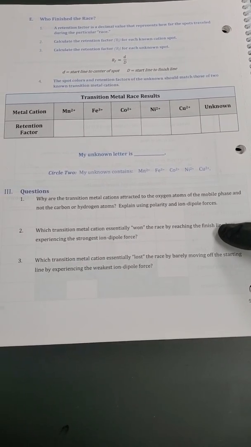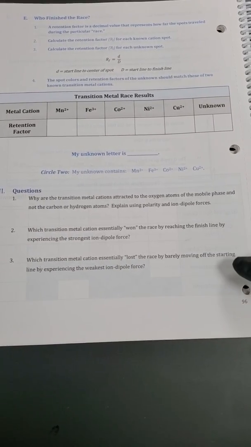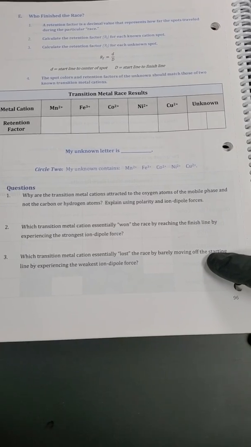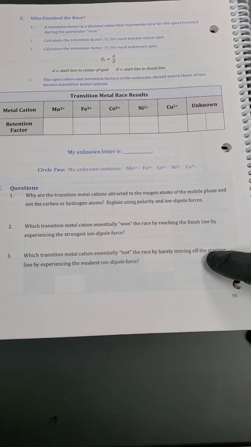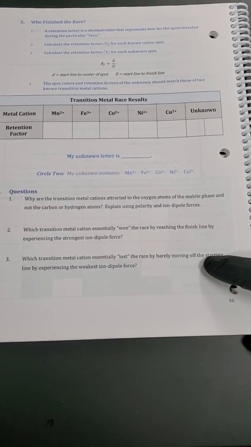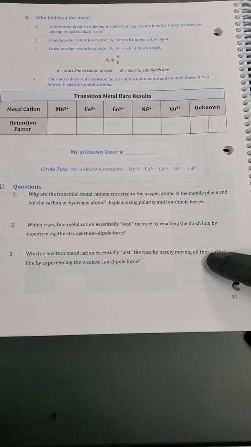Question 2 said who won the race. That would be definitely the highest number that we calculated a moment ago. And then who lost was definitely the one that traveled the least distance. Sometimes manganese and nickel kind of trade places here, but both of those, in this case, are going to be some of the lower ones. And that's it for this lab.